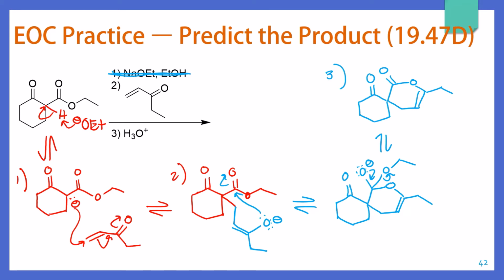The other thing is that if we just protonated here, we would be consolidating yet even more atoms into one molecule. But if we attack intramolecularly as we did and then kick out ethoxide, we are actually creating another molecule, which is going to be favored by entropy.